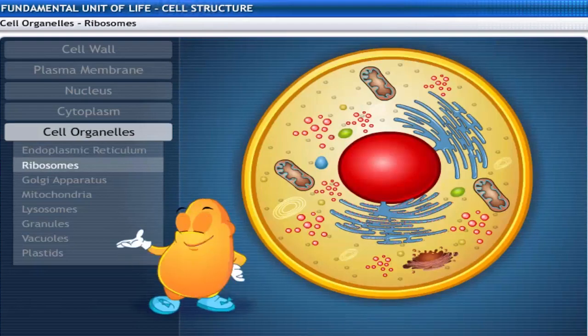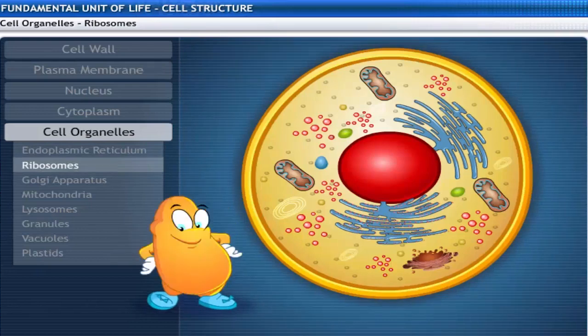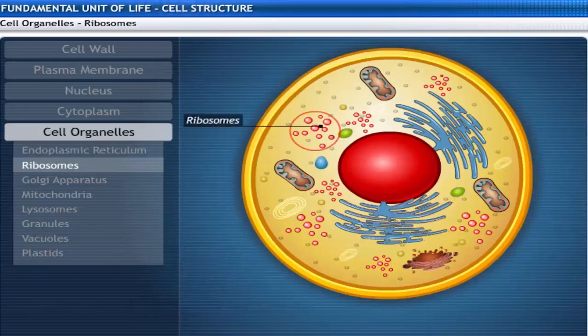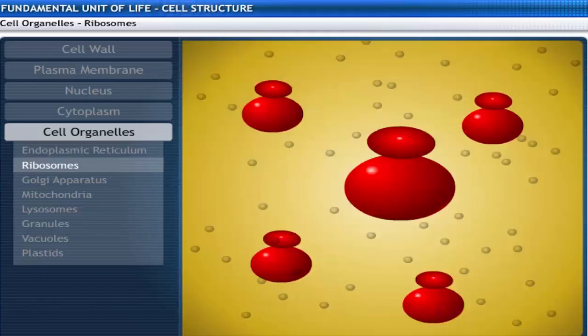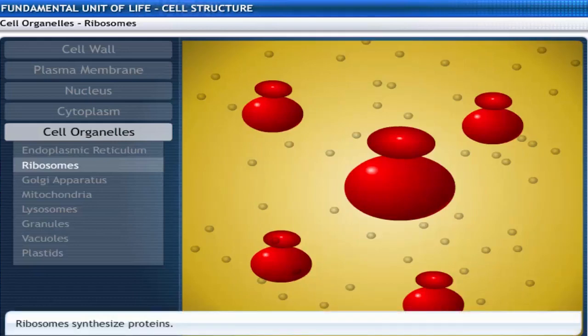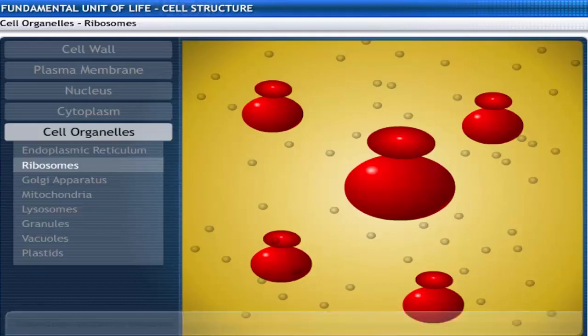Do you know what these small spherical granules are? These are ribosomes, found scattered in the cytoplasm or attached to the outside of the endoplasmic reticulum. These are naked and have no membrane. Ribosomes synthesize proteins.